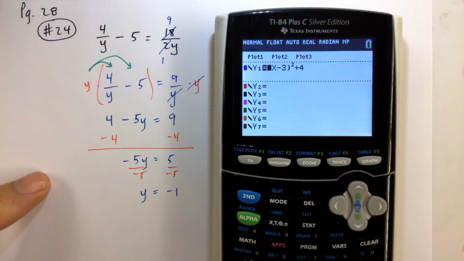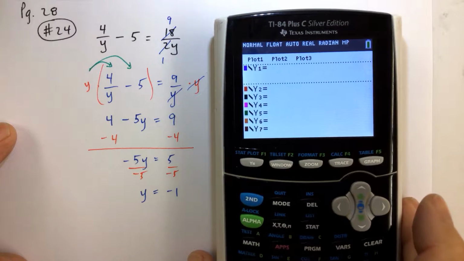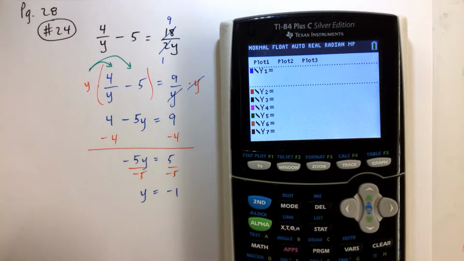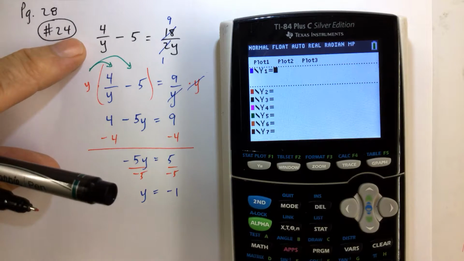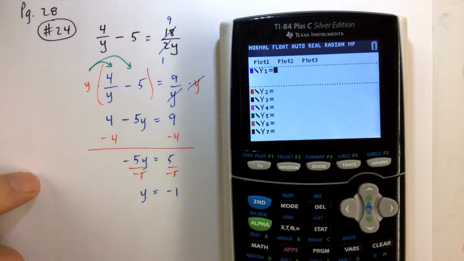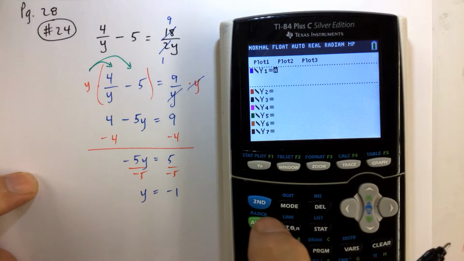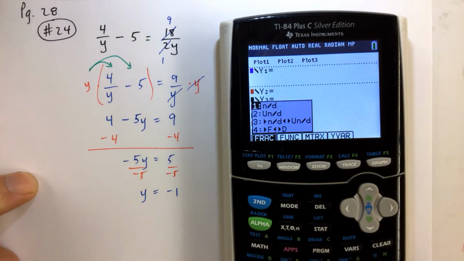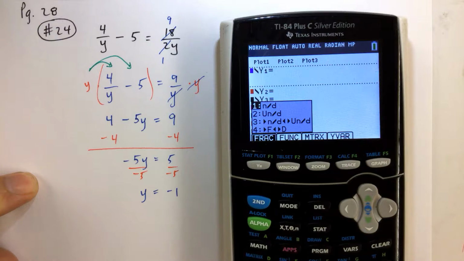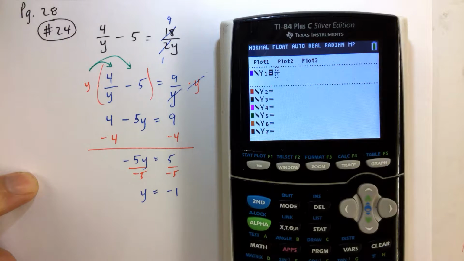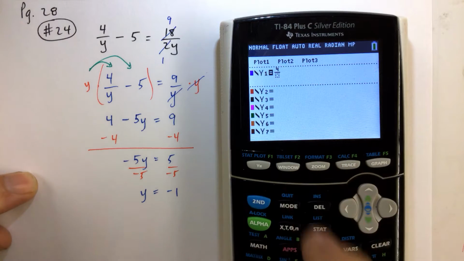First thing we want to do, anytime we're solving an equation, is let the left side be equal to y1. So y1 is the left side. And a little trick here to make a fraction: if we hit the alpha key and the y equals, notice a little window pops up, n over d, numerator over denominator. So just to make it look exactly like the problem, we can create 4 over y.